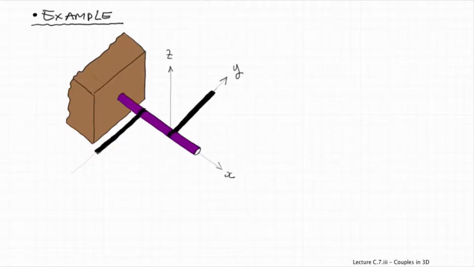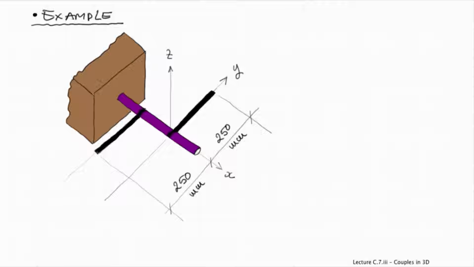Let's do an example quickly in which we have a shaft, the one colored in purple along the x-axis, and there are two levers connected rigidly to the shaft. They are both parallel to the y-axis, and let's put some dimensions. Each of these levers is 250 millimeters long, and the distance between the levers measured along the x-axis is 150 millimeters.